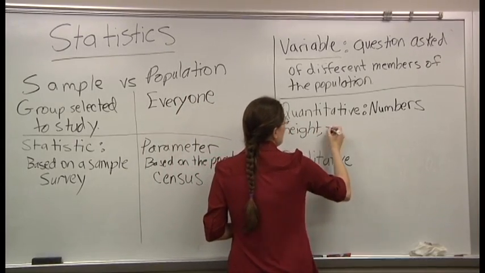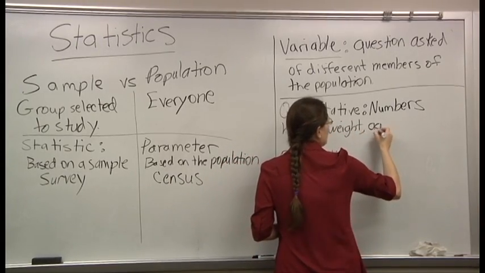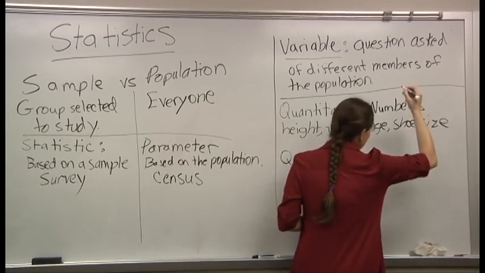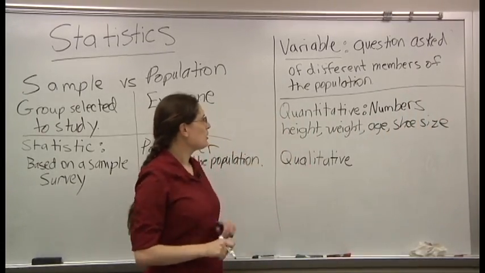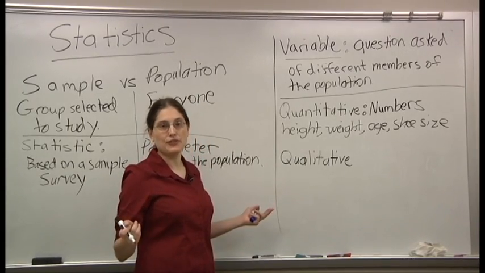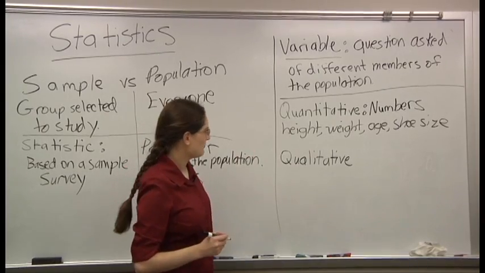Height, weight, age, shoe size. All quantitative variables. Can you think of a few more? Give it a try. Write them down.